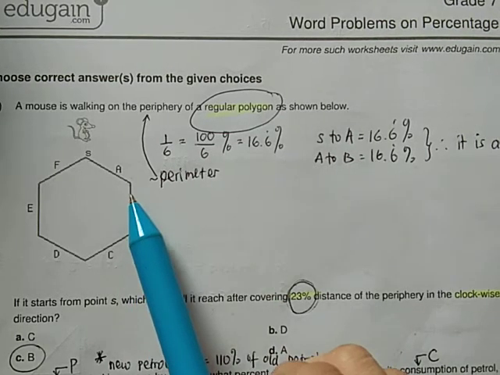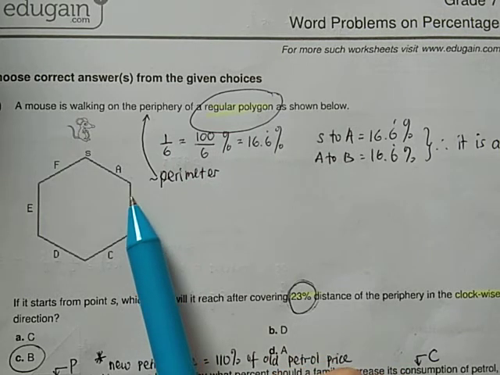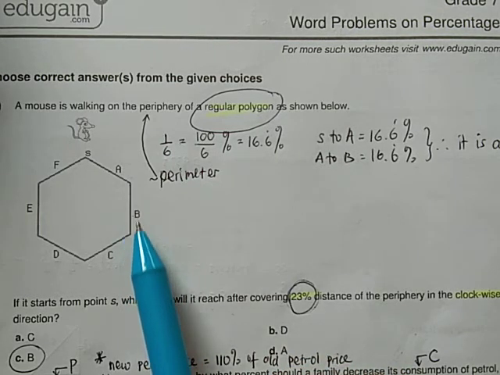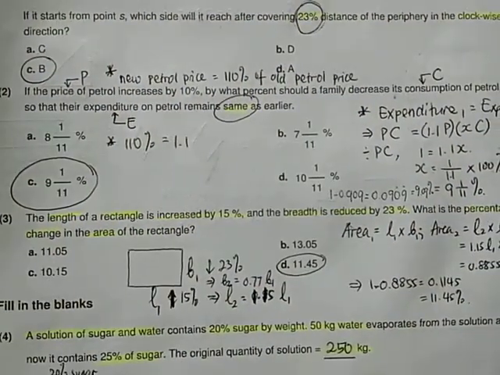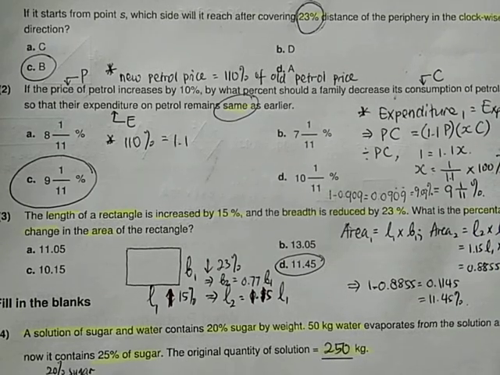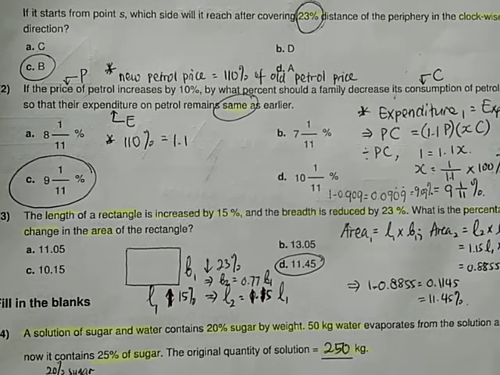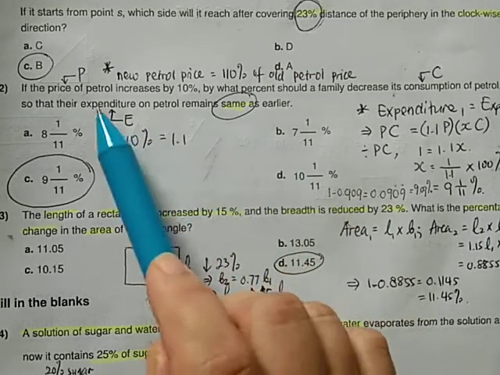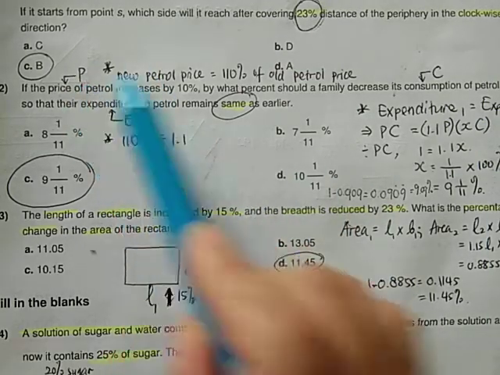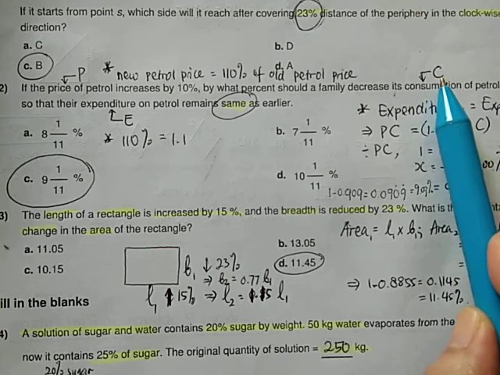So hence, 23% is somewhere here on the path of B. All right, the answer is C. Now, question 2. You have to make comparison. Basically the expenditure must be kept the same. I let expenditure be E, price be P, and consumption be C.